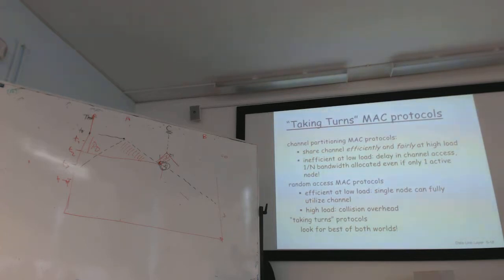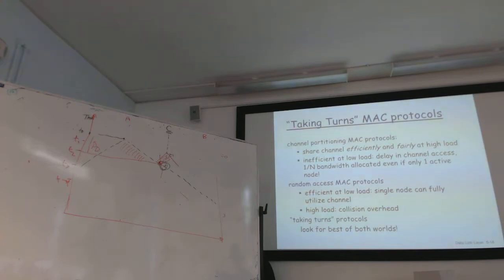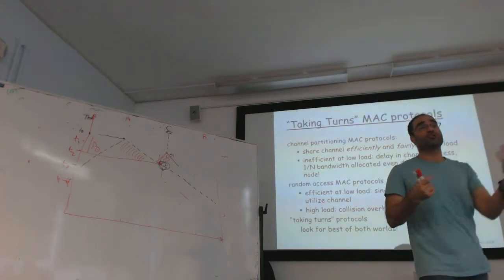So channel partitioning shares the channel efficiently and fairly at high load. It's inefficient at low load, whereby the delay of the channel will be divided by the bandwidth. Random access is efficient at low load, where a single node can fully utilize the channel. At high load, there are collisions and overhead. So, what do we need to achieve? We need to achieve the best of both worlds. In the first one, there's no collision whatsoever. In the second one, you can use the full channel, but there will be a collision if both of you start sending at the same time. The third one is the ideal one, where you take turns. You have the full channel, and you allow someone to send or not.